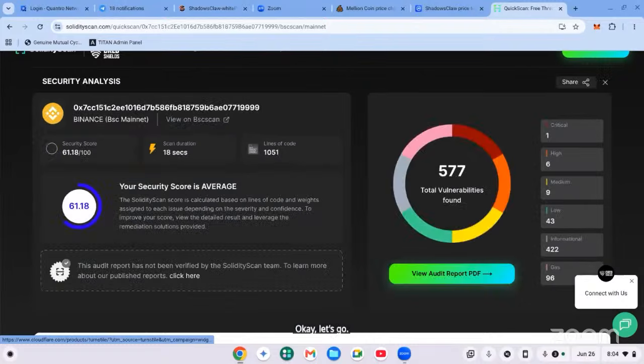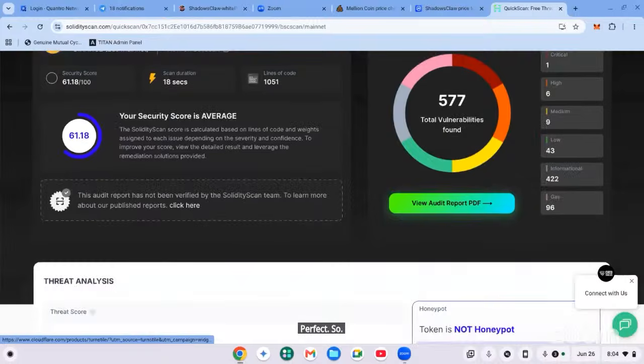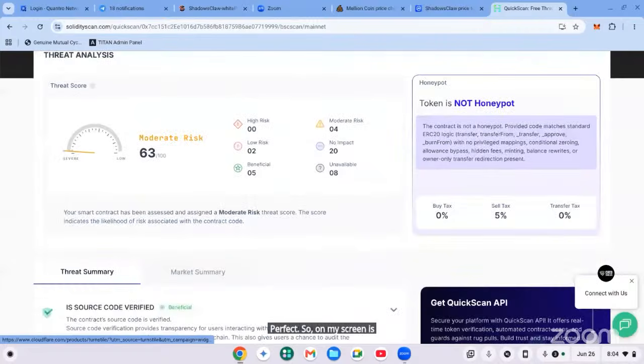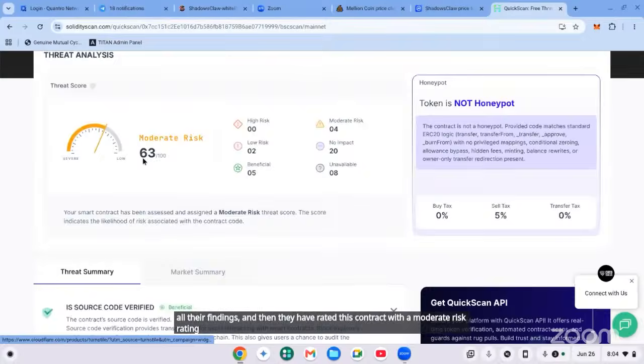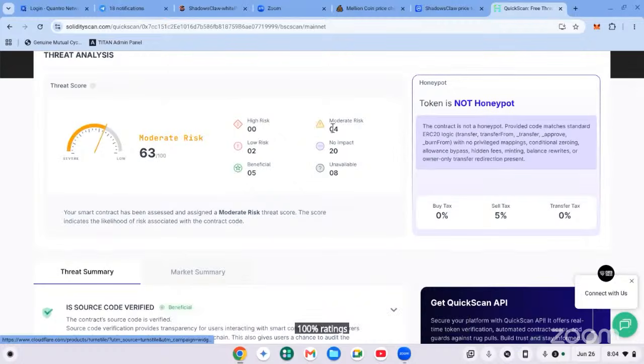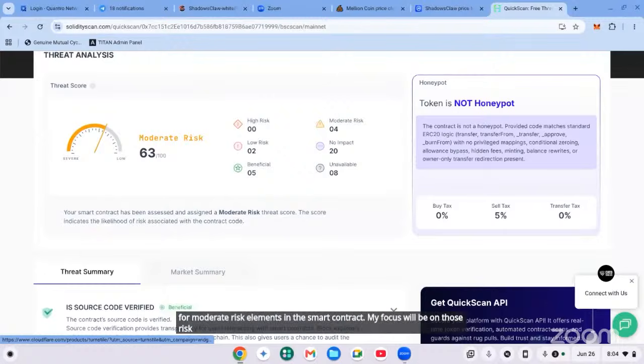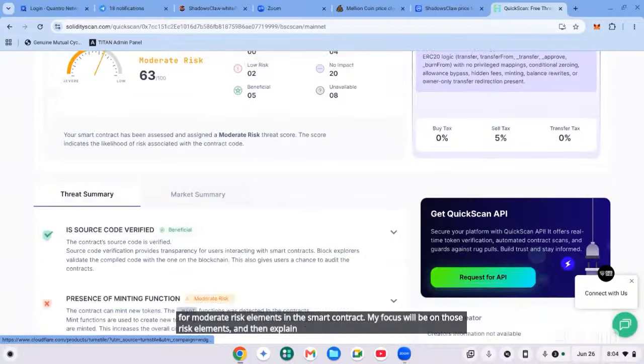Perfect. So on my screen is the threat analysis, all their findings, and they have rated this contract with a moderate risk rating, 63 over 100, and they say they have found four moderate risk elements in the smart contract. My focus will be on those risk elements, and I will explain why they exist.